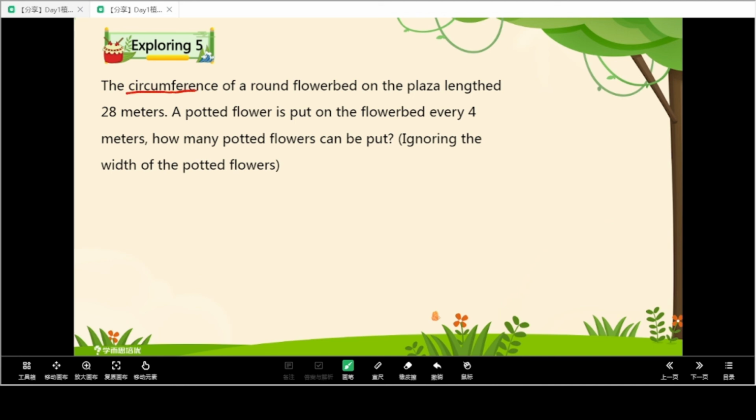The circumference. Remember what is the meaning of circumference? It means perimeter, and it is talking about the length of a round object. A round flower bed on the plaza has a length of 28 meters. A potted flower is put on the flower bed every 4 meters. So how many potted flowers can be put? First step, what should we do? We should get the number of intervals. So how can we calculate it? We use 28 divided by 4 and equals to 7.